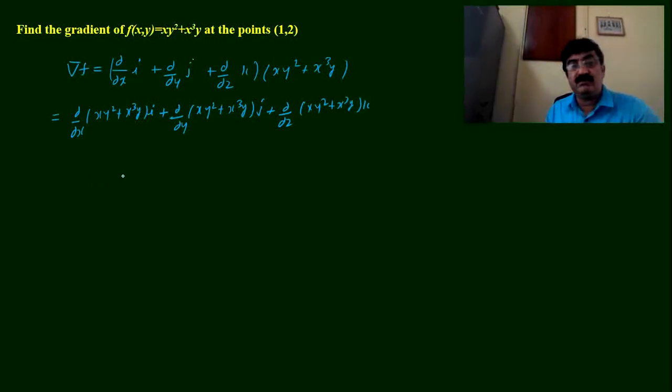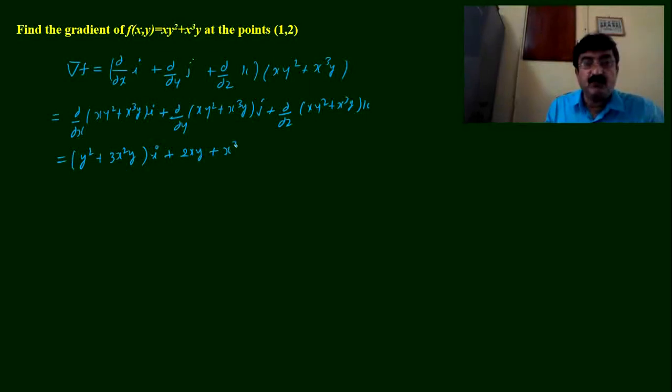I think you have done problems of this type already in mathematics. Well, differentiate this with respect to x. We will have y square in the first term, and the second term will be 3x square y, multiplied by i. Okay? Plus now differentiate partially with respect to y. We will have 2xy here plus x cube over here into j, plus dou by dou z of something. Actually this is going to become 0. Why 0? Because we don't have a z term there. Okay, this is del of f.